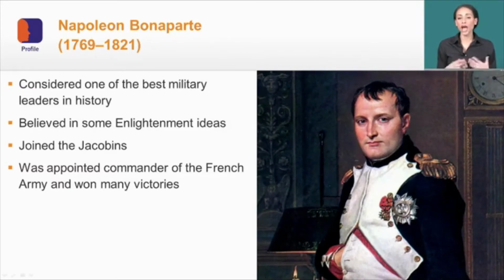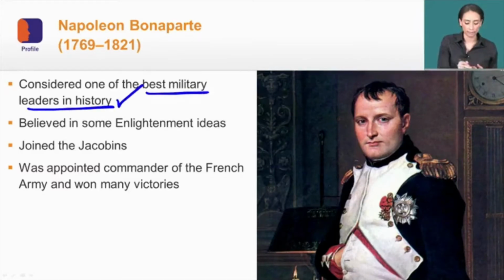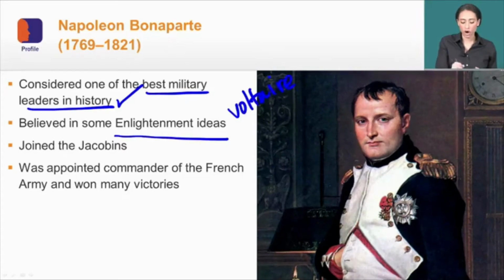And now, as an ordinary soldier, he's able to start making connections with important leaders, and ultimately he puts himself in a position to be considered one of the best military leaders in history. Now, Napoleon is inspired by some of those Enlightenment ideas. Thinkers like Voltaire and Rousseau are inspiring him to believe in what the revolution stands for, although he's not quite sure which form of new government France should take immediately.